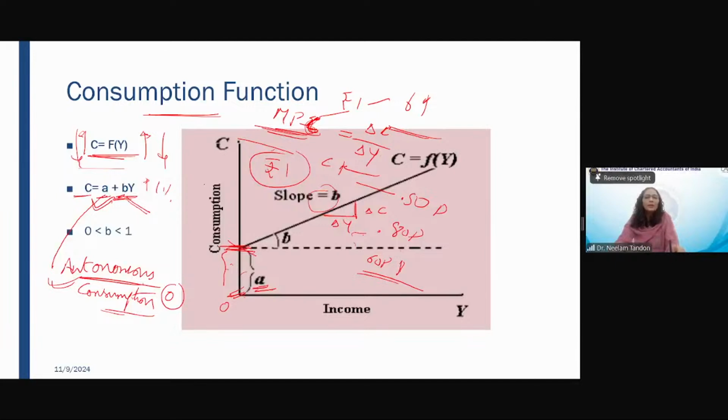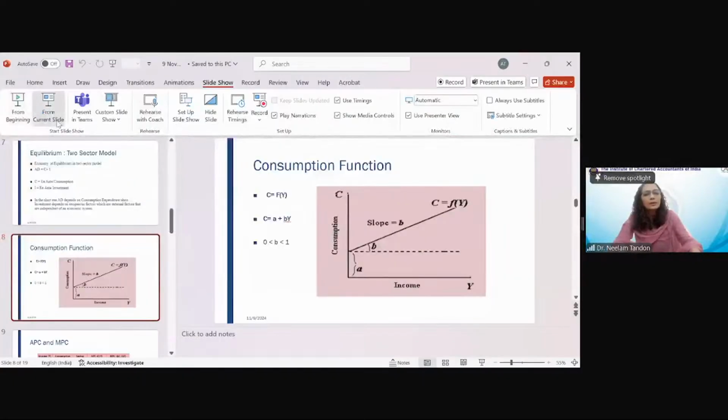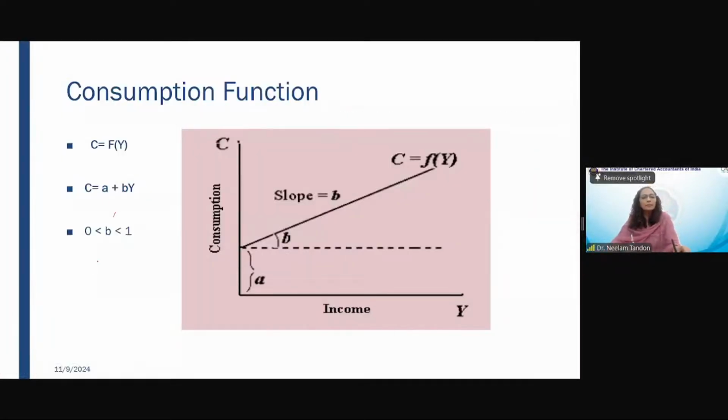But कीन्स ने कहा कि अगर इनकम बढ़ती है ₹1 से, तो कंज्यूमर पूरा ₹1 स्पेंड नहीं करेगा. कंज्यूमर विल स्पेंड लेस देन ₹1. That means with increase in income, consumption will increase, but this increase in consumption will not be equal to increase in income. It will definitely be less than increase in income.